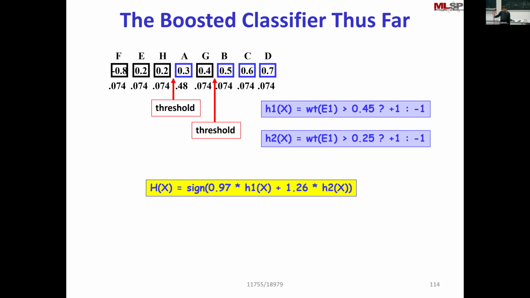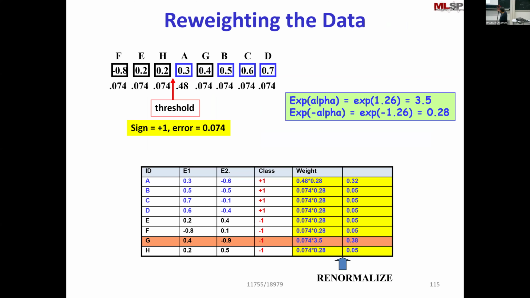The error is just the error that you got while you were scanning through the thresholds. And then you can just plug in the formula that we just saw, for both the alpha and the reweighting of the instances. And then you update the whole process. You've got the weight for the classifier, you've got the new weights for all the instances, you can normalize those, and you get reweighted instances, and so on and so forth. This just goes on, right?